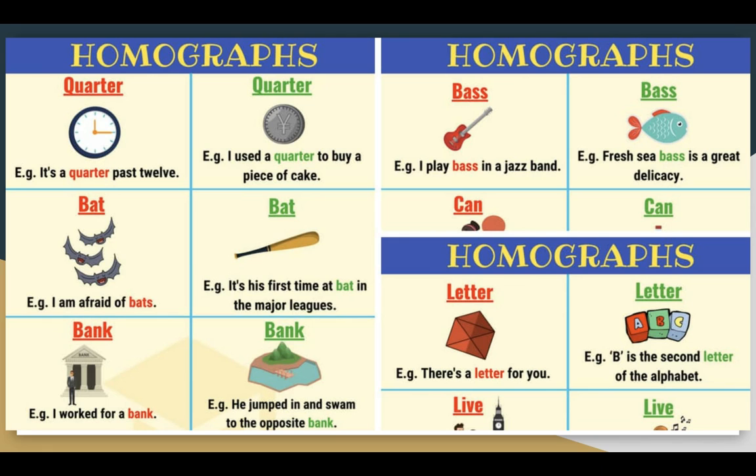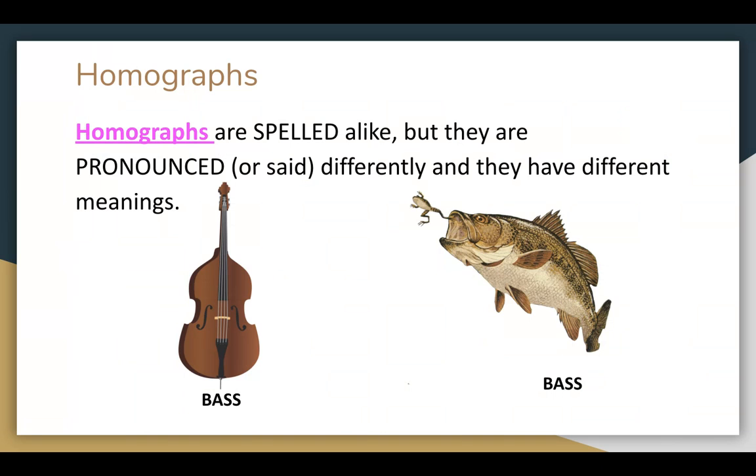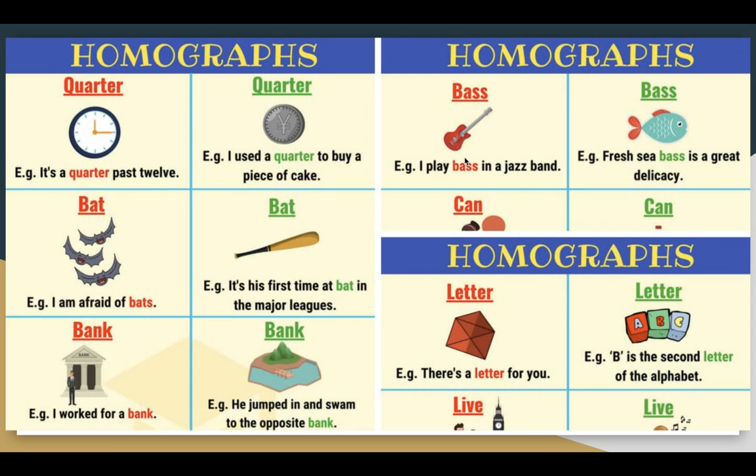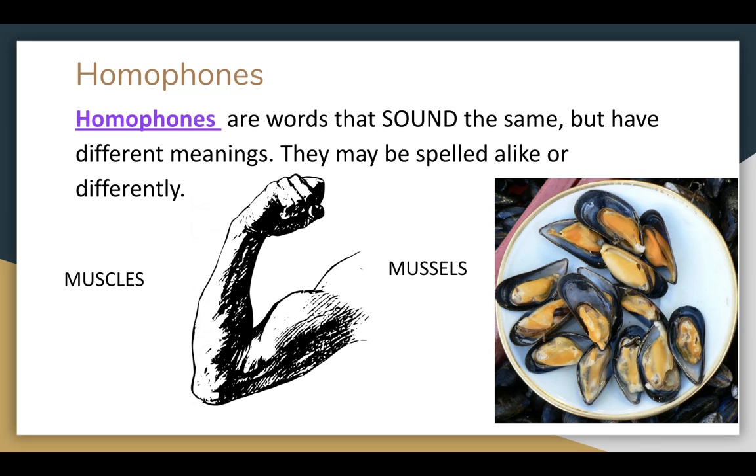So let's move on past a homograph. Remember, going back just a quick second, a homograph is spelled the same, they have different meanings, and a lot of them are said or pronounced differently. Not all of them. Homophones. Homophones are words that sound the same, but they have different meanings. They may be spelled alike or they may be spelled differently.